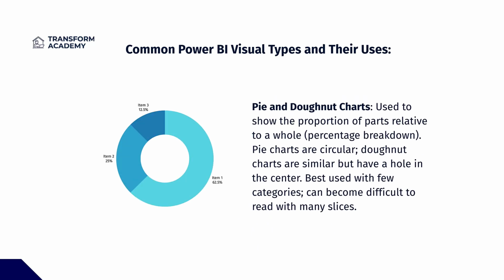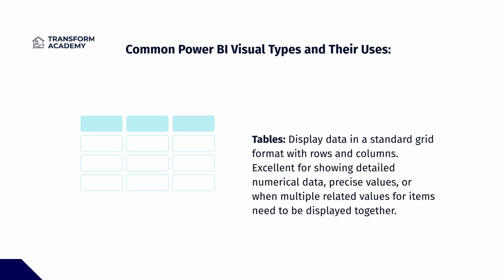Pie and donut chart, used to show proportion of parts relative to a whole. Percentage breakdown. Pie charts are circular. Donut charts are similar, but have a hole in the center. Best used with few categories. Can become difficult to read with many slices.